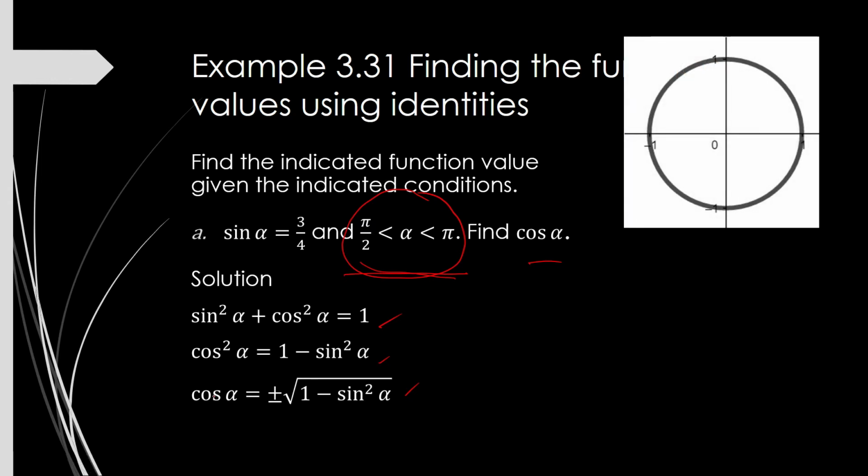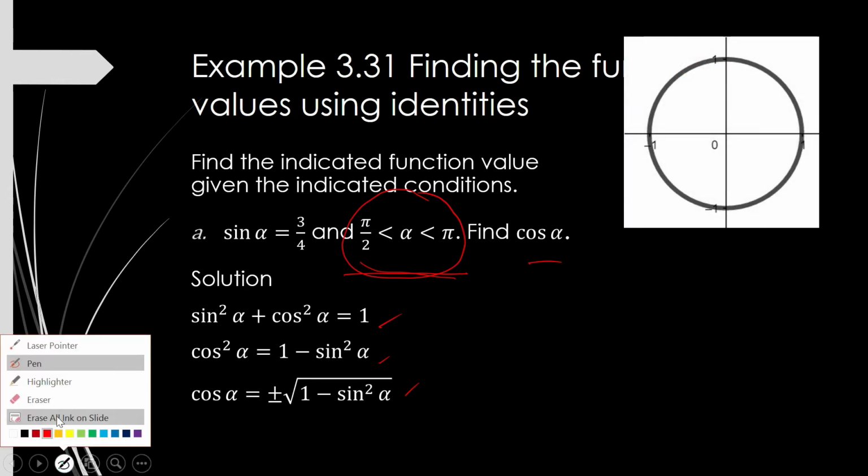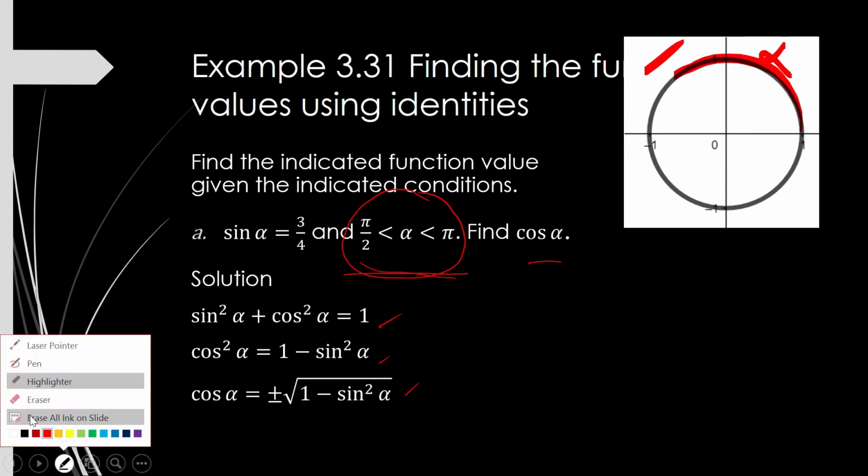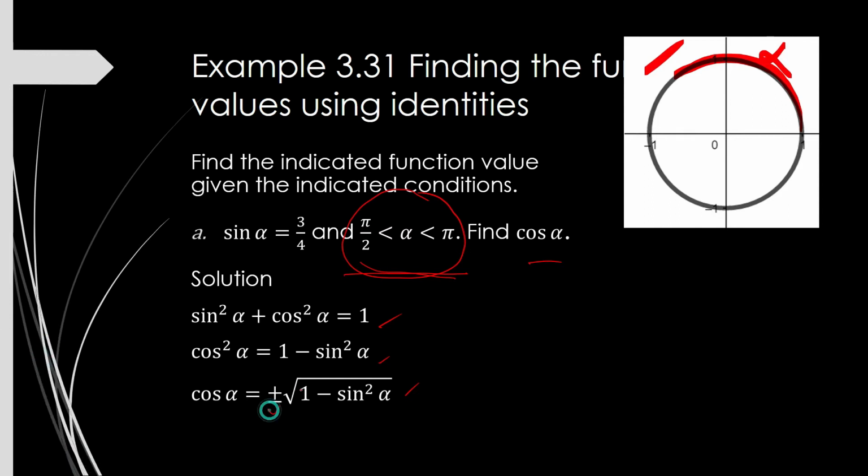So again, you have to go back to how we are defining our sine and cosine. So what we do is we shall trace an arc, and this alpha here is in the second quadrant. Okay? So that's what it means to be alpha is between pi over 2 and pi. It is here in the second quadrant. And you know that cosine function is negative in the second quadrant. And so you will choose the negative. Cosine is negative in the second quadrant.